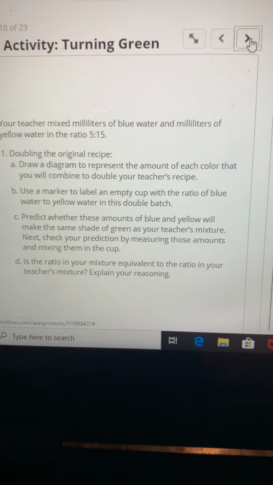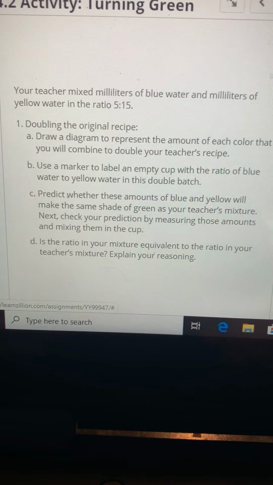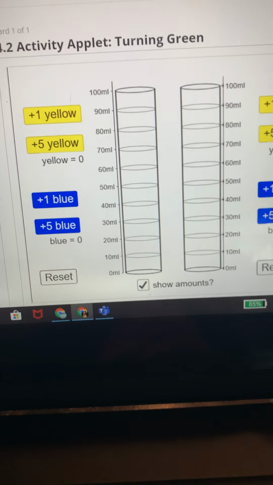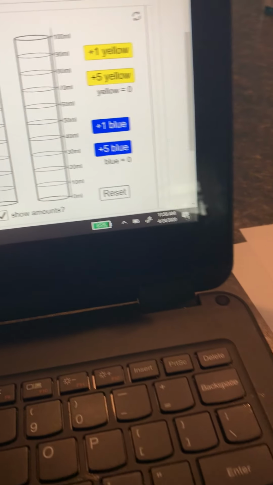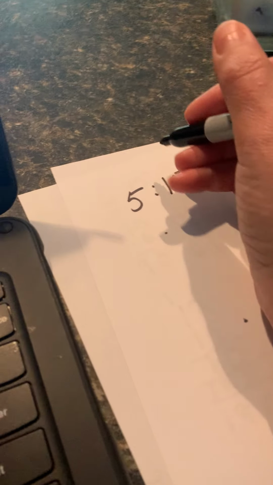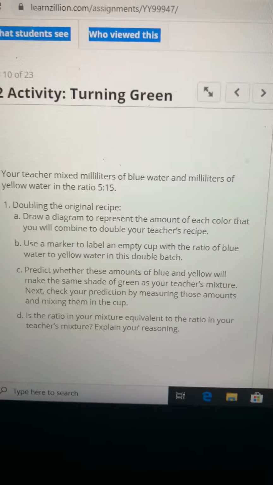It says, your teacher mixed milliliters of blue water and milliliters of yellow water in the ratio 5 to 15. Okay, so we come over here. We can say, okay, she did a ratio of 5 to 15. And remember when we did ratios at the beginning of the year, one of the biggest things we said is we have to label it. So the 5, because it's tied to the first thing listed as blue water, would be blue. And the 15 is yellow. So you can actually go over here and try it out. We can say 5 blue. Where's my mouse?